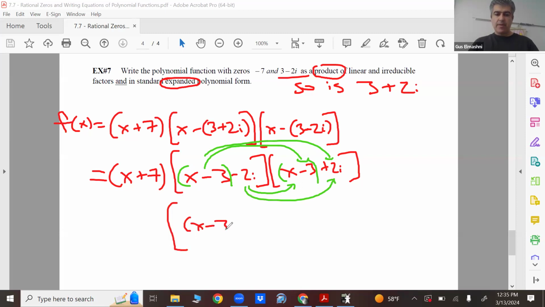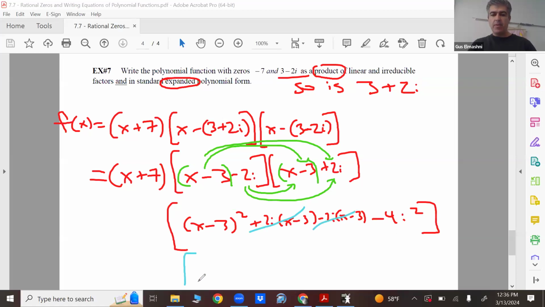So you have x minus 3 squared. You have positive 2i times x minus 3. Negative 2i times x minus 3. And negative 4i squared. What happens in the middle expressions? They cancel as they should, because they're different. You deliberately made a difference of 2 squares. We deliberately did that. They should cancel. And if you keep going, that's x squared minus 6x plus 9. And what's i squared? So plus 4, right? Then x plus 7, x plus 7.